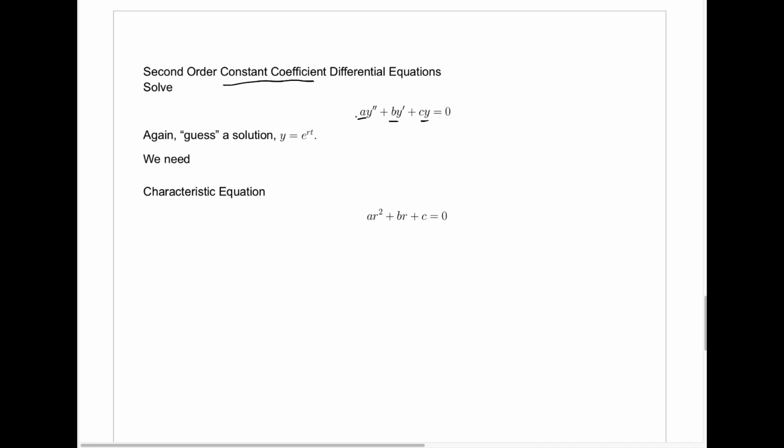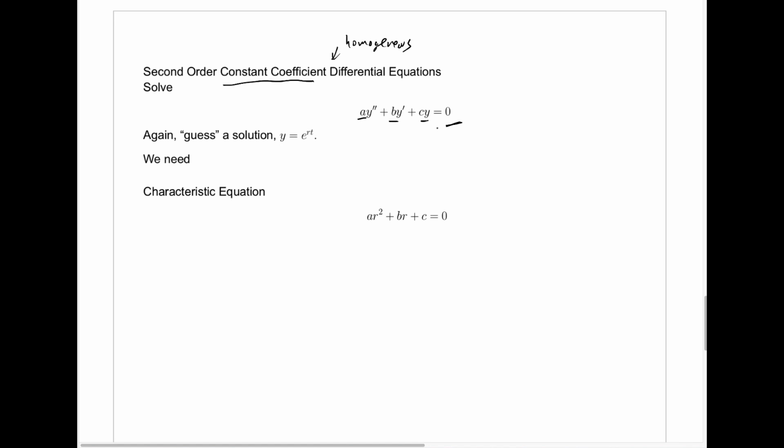I know for our general form we had 1 times y double prime, so we could divide out by the a, but for reasons you'll see later, it's nice to allow a constant here, which doesn't harm anything. So we have a constant a times y double prime plus b times y prime plus cy equals 0. This is a second order constant coefficient homogeneous differential equation, because I still have a 0 here on the right side.